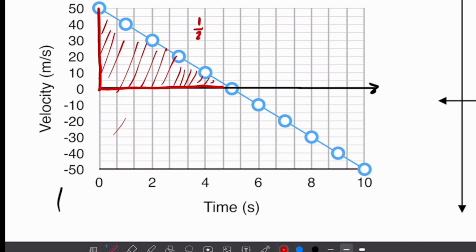Seems to me, one half base times height. Right, my height is here, 50. My base is here, 5. One half base times height. Half of 50 is 25, and 5 times 25 is 125. So this is positive 125 meters.